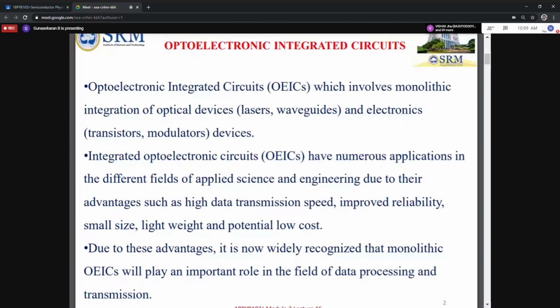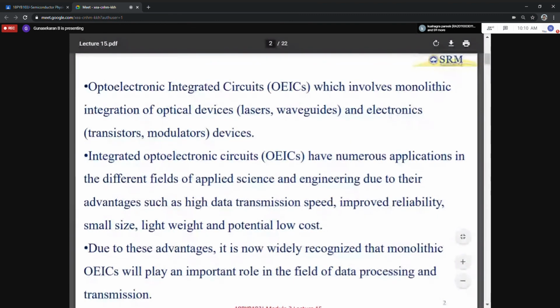So all these things you have to take into account. So that is optoelectronic integrated circuits, that is OEIC. You fabricate optoelectronic as well as electronic devices in a single chip like that. See, there is an enormous amount of application. There are numerous applications for this field, in different fields of applied science, engineering and technology.